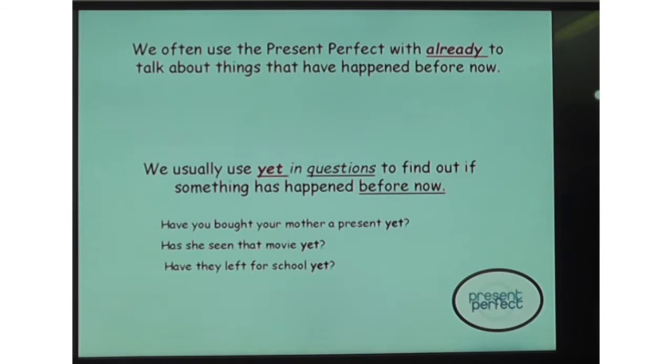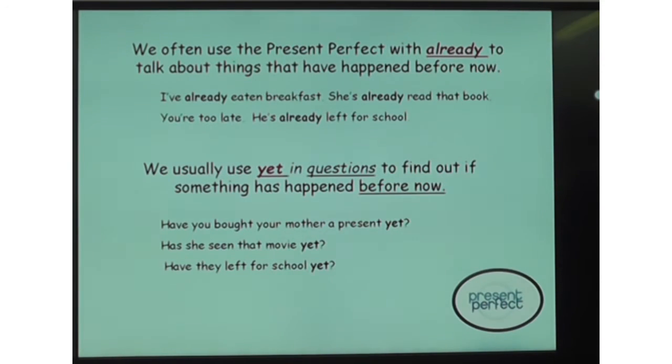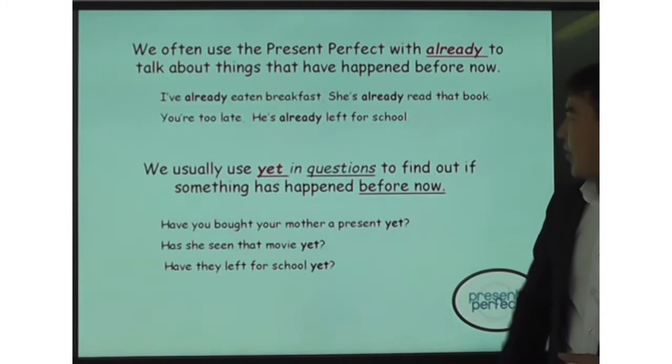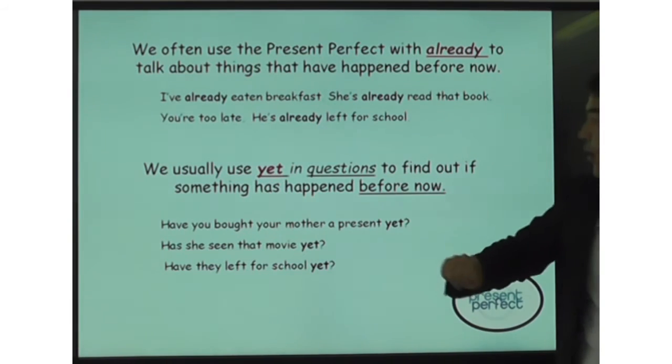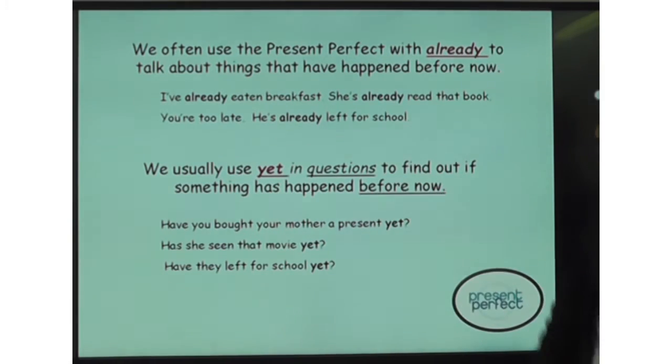We often use the present perfect with already to talk about things that have happened before now. For example, I've already eaten breakfast, she's already read that book, and he's already left for school. We usually use yet in questions to find out if something has happened before now.